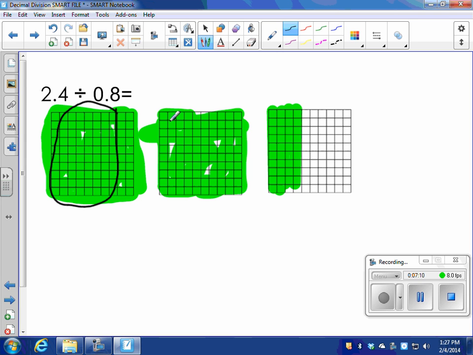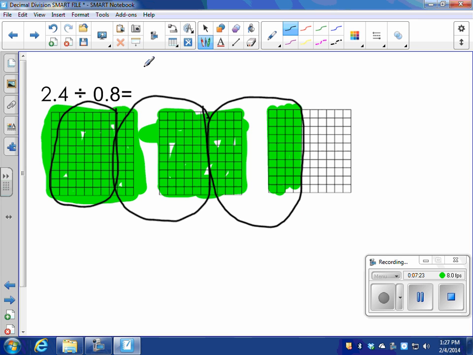1, 2, 3, 4, 5, 6, 7, 8. Here's 2 groups of 8/10. And then there's 4, 5, 6, 7, 8. Here's 3 groups of 8/10. So my answer is going to be the whole number 3.